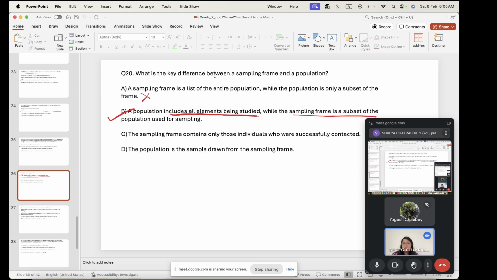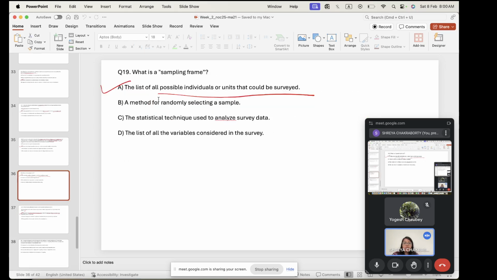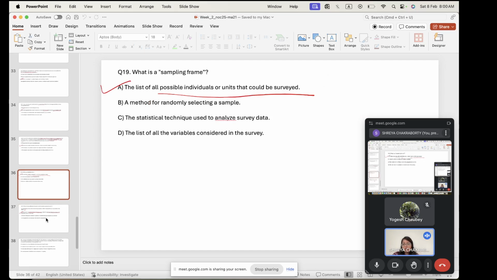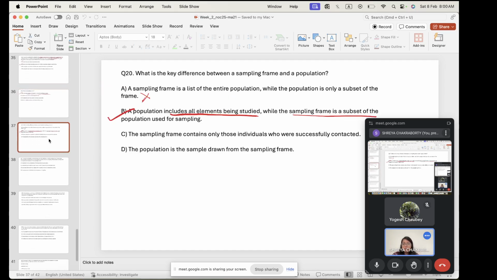And what is a sampling frame? It's a list of all possible individuals or units that could be surveyed. And what is the key difference between a sampling frame and a population? So population includes all elements being studied, and sampling frame is a subset of the population that is used for sampling.